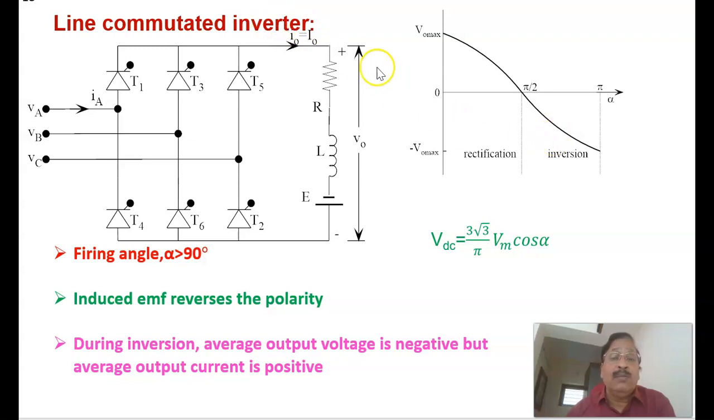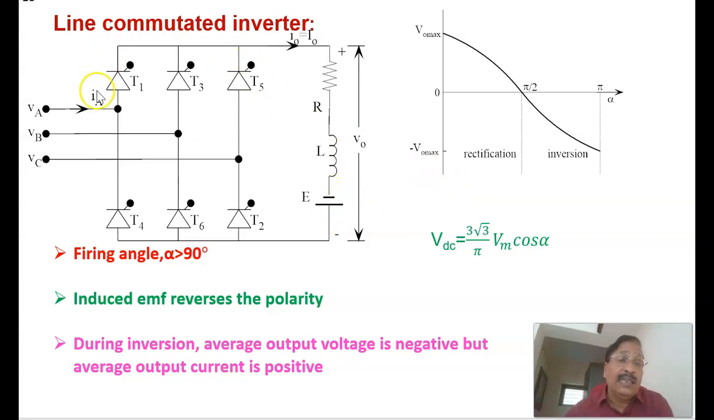That is, the power will be flowing from the load into the source, provided you are providing an active load, active source as such, like a back EMF of a DC motor. But of course, here the polarity is to be reversed. The polarity is to be reversed in this case. When it is working as an inverter, the polarity is to be reversed here.